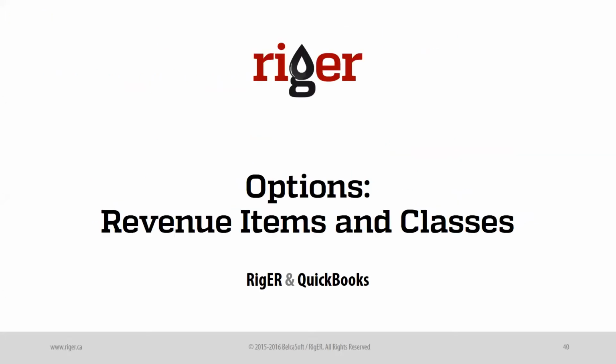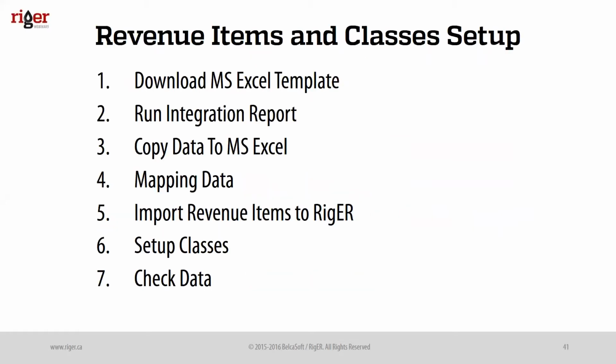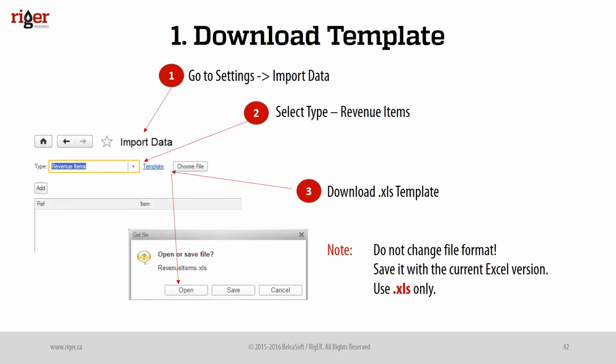So now, how to set up the classes and revenue items in RigER in order to send them to QuickBooks? This is the general step-by-step process, but I will explain it in detail. First of all, we have to download the template, which will allow us to prepare the data to send to RigER. So we go to settings, import data, then we select the type of information that we'd like to upload to RigER. Now, clicking on template, we are able to open or save the special template designed to prepare the data and upload it to RigER.